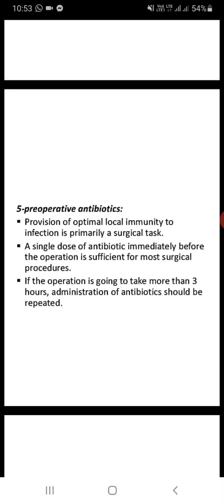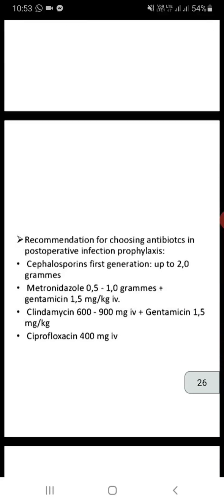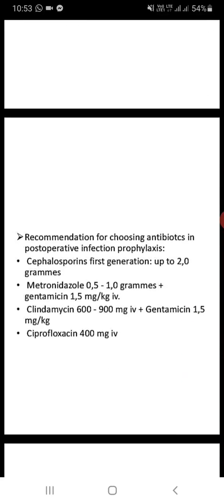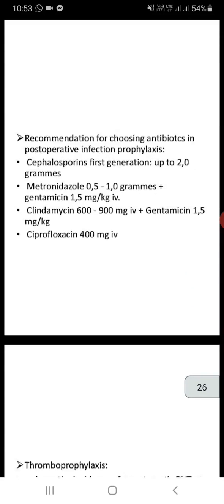A single dose of antibiotic immediately before the operation, not more than 3 hours before. In time-consuming interventions, intramuscular administration of antibiotics is preferred. Prophylactic use of antibiotics has been demonstrated to be more successful, or vaginal. Adequate use of antibiotics is able to reduce infection. Then recommendations for choosing antibiotics: cephalosporins, metronidazole, clindamycin, ciprofloxacin.